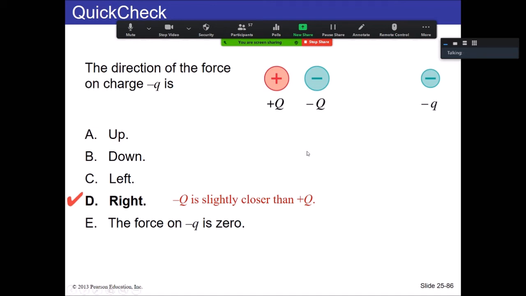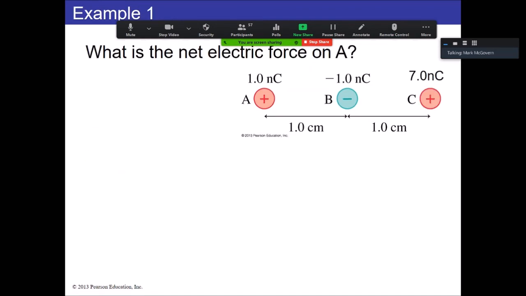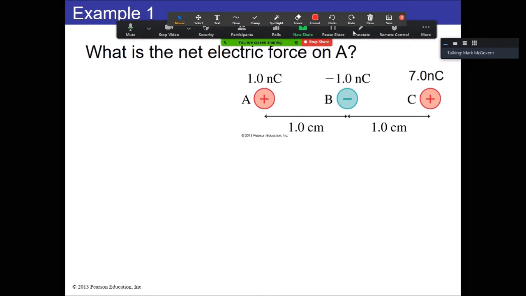So that's interesting. Okay, let's start doing some math. Let's start getting the calculator out. Let's start crunching numbers here. We want to know what the net electric force on charge A is. Well, let me draw some stuff here. So we can see that the force from B will be attractive, and it will point to the right. And I'm going to arbitrarily draw a vector that goes that way.